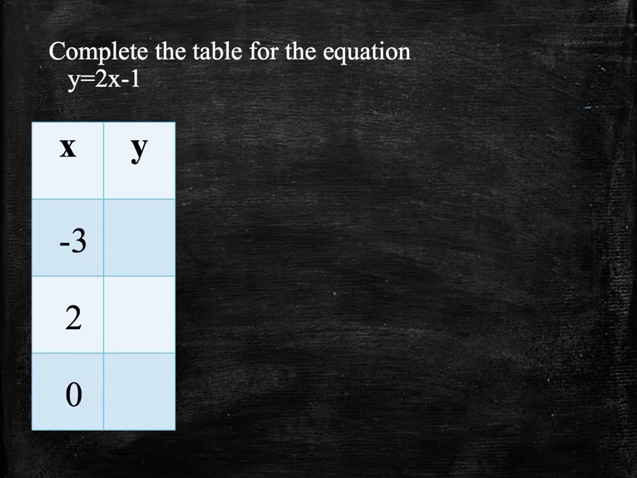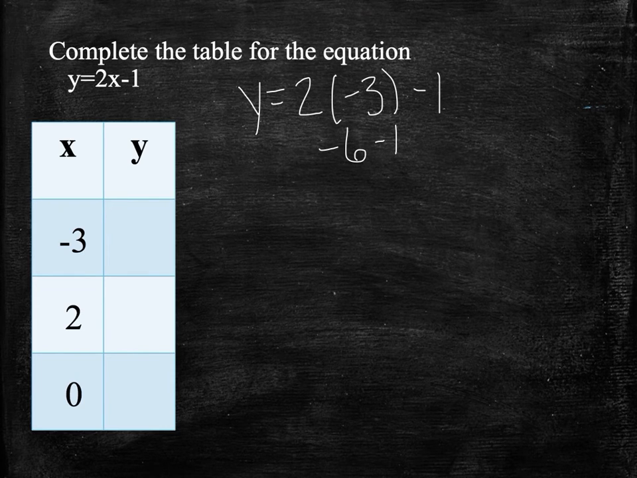Here's an example of what I talked about with the x and the y. You can complete the table. So we've already chosen values for our independent variable, which is x. We need to come up with the values of the dependent variable, y. So this is how we do that. I take negative 3 and I substitute it in for x. So we say y equals 2 times negative 3 minus 1. 2 times negative 3 is negative 6, minus 1. So that is equal to negative 7. So when x equals negative 3, y equals negative 7. So I'm going to put negative 7 in my table.